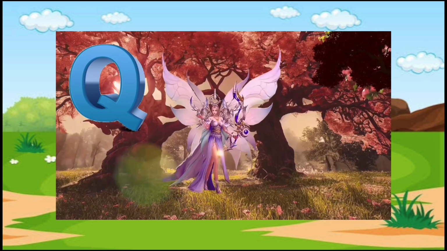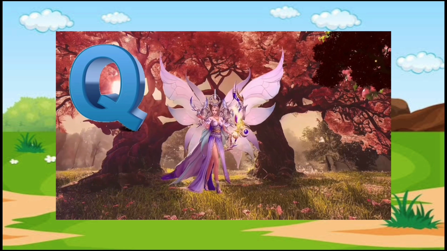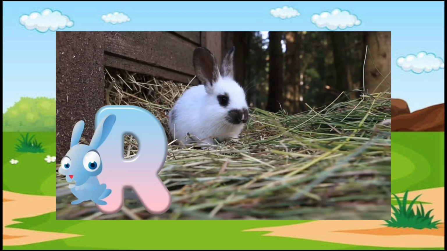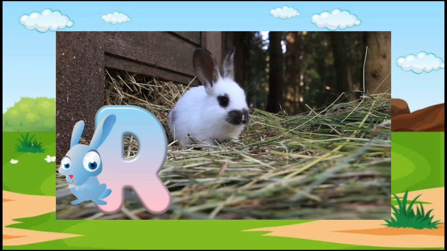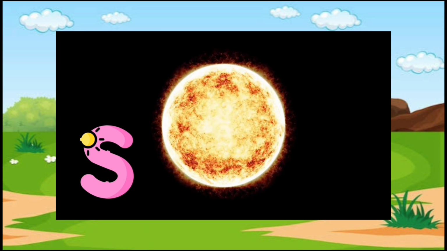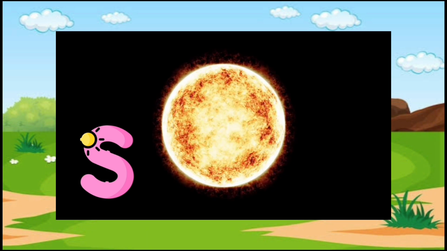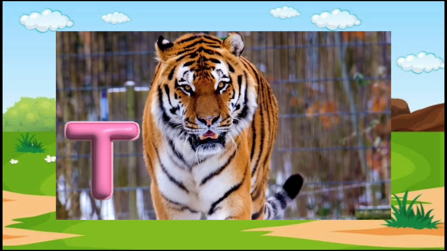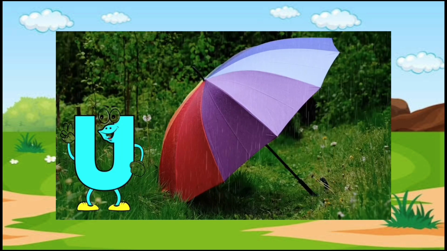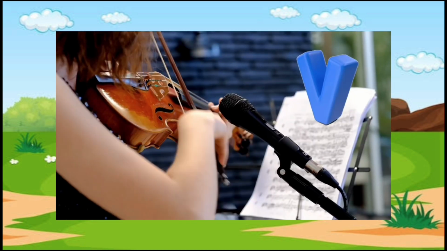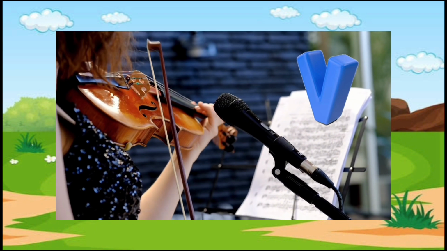Q for queen, Q, Q, Q. R for rabbit, r, r, r. S for sun, s, s, s. T for tiger, t, t, t. U for umbrella, u, u, u. V for violin, v, v, v.